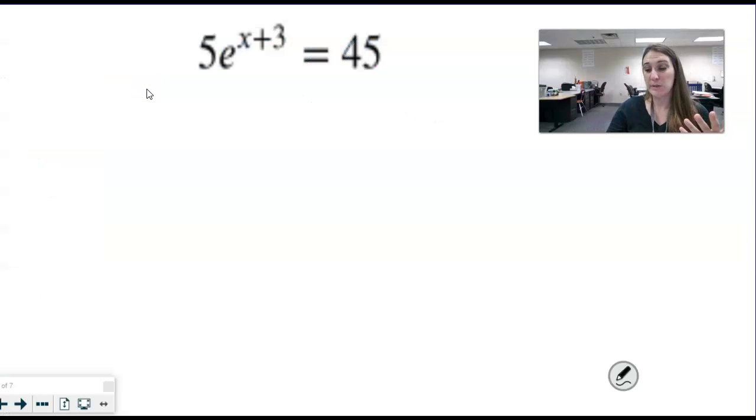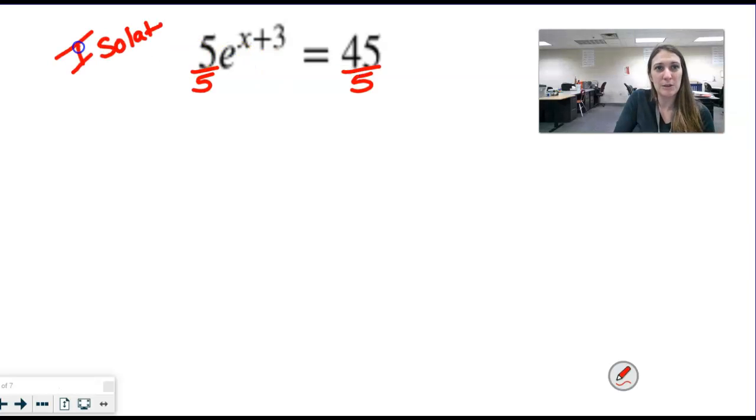So we ask ourselves, okay, who's the base? It's the number e over there. Is it isolated? And the answer is no, it's not isolated. So we're going to start by taking the 5 out of the left side by dividing by 5. So I'll write myself a note that we isolate. So now I end up with e to the x plus 3, and then equals a 9.